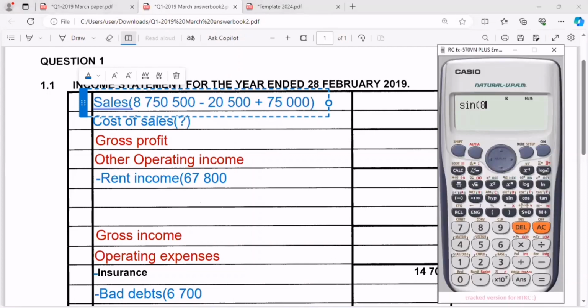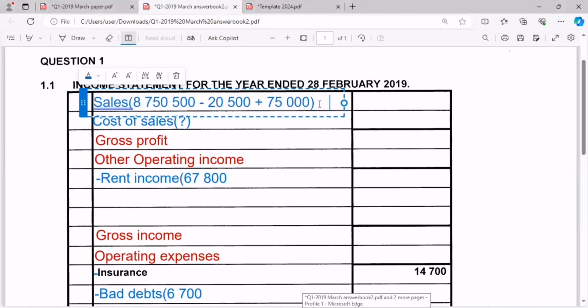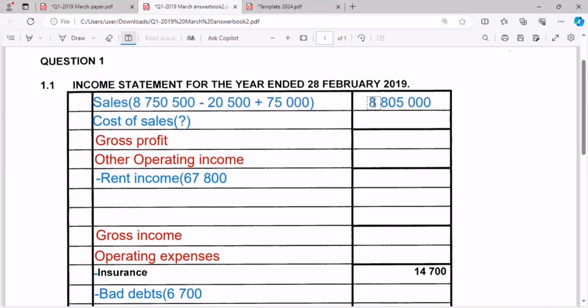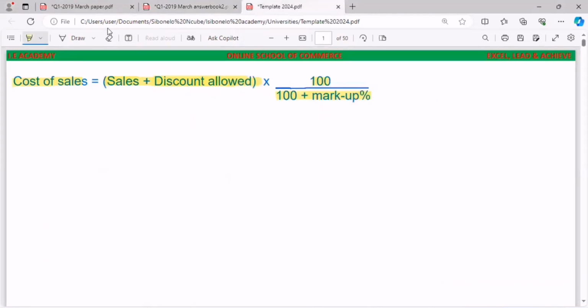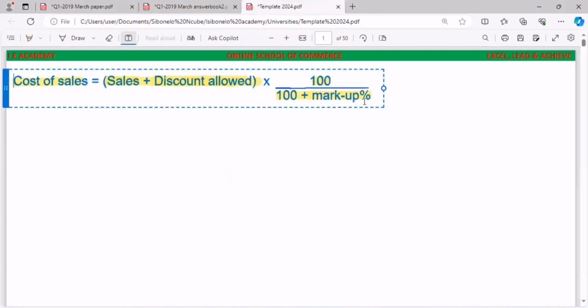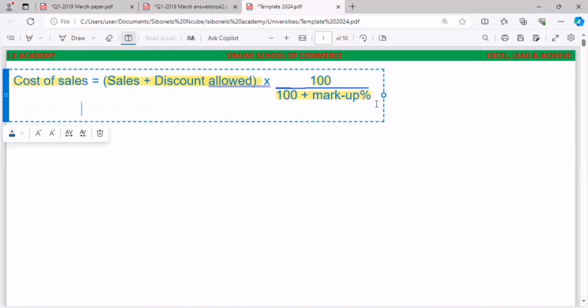So we have 8,755,000. We subtract 2,500. We add 75,000. So the adjusted sales figure is 8,830,500. So guys, now we have the adjusted sales balance. So now let us calculate the cost of sales. So already I've explained the formula here. Now we are applying the formula. So we said we're going to take the adjusted sales figure. So the adjusted sales figure is the one that we have just calculated here.